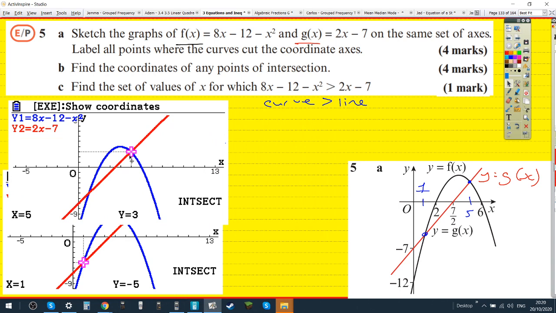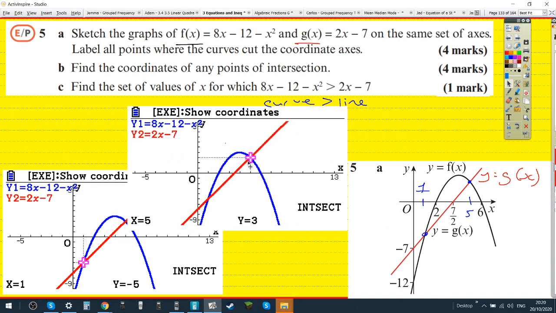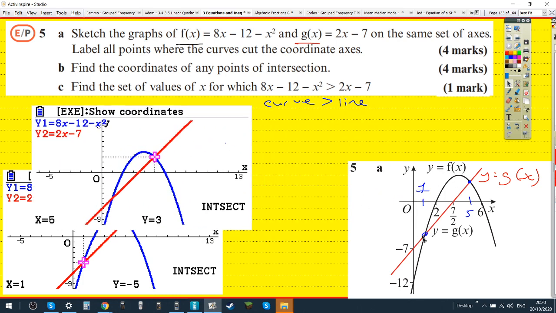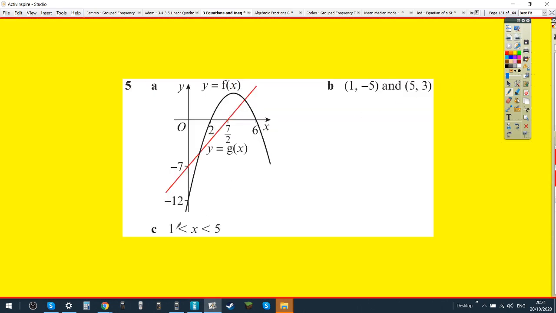So would it be when x is greater than 1? No, x is lesser than 1. It goes higher than the red when x is greater than 1. When does it go lower than the red? At 5. Yes. And so it is greater than it when x is between 1 and 5. So when x is between 1 and 5, the curve is greater than the line. The y coordinate of the curve is greater than the y coordinate of the line.